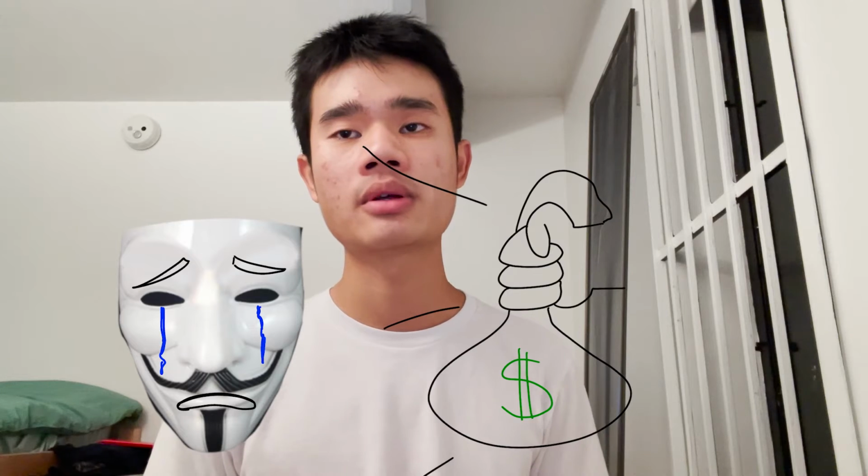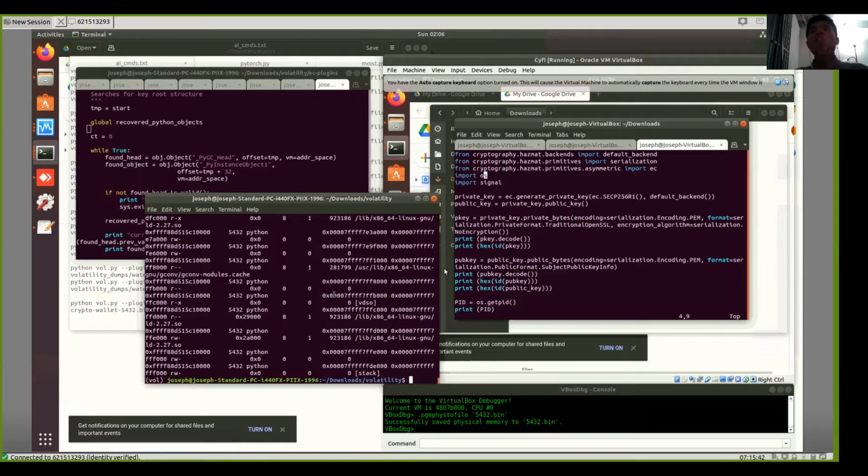The plugin recovers the public and private key pair, which is used in conjunction with the blockchain search engine to isolate suspicious transactions and also seize funds from the crypto wallet. All right, so now I'll be demoing the project.